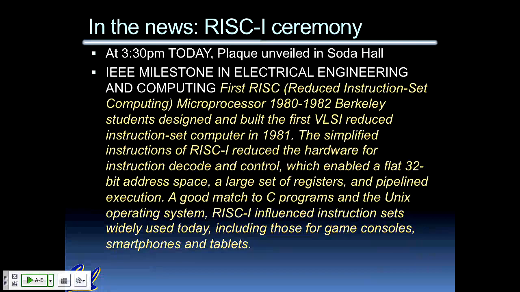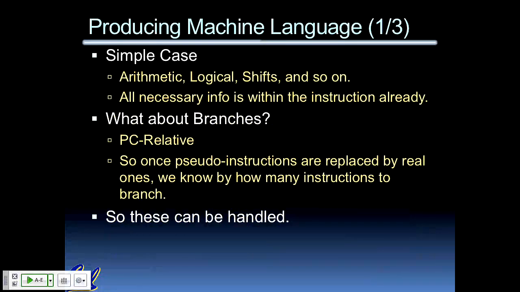Okay, let's get going again. All right, so let's start going through. We went through the whole pass from how you get down to an object file. Let's talk about some of the issues that show up producing machine code. All the simple instructions like arithmetic operations on registers are pretty easy. Everything you need to know is within that one instruction: add 3 to 4 and put it in 5. More complex ones are something like a branch.